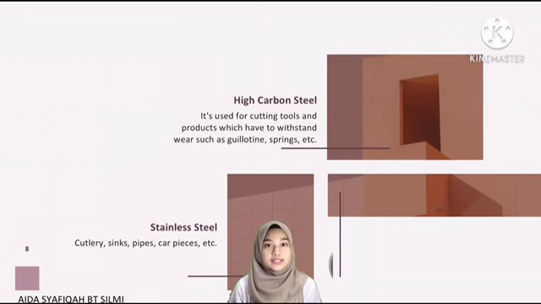And next is the high carbon steel. It is used for cutting tools and products which have to withstand wear, such as guillotines, springs, and more. And the last one is the stainless steel, which we use for cutlery, sinks, pipes, car parts, and others.